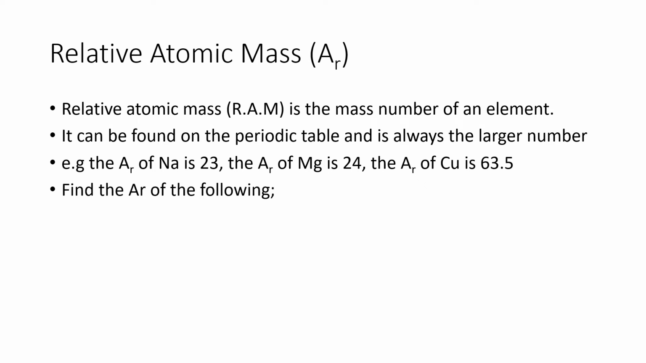Find the relative atomic mass of the following: neon, iron, and zinc. Pause the video so that you can find this out on a periodic table to hand. So you should have found out that the relative atomic mass of neon is 20, the relative atomic mass of iron is 56, and the relative atomic mass of zinc is 65.